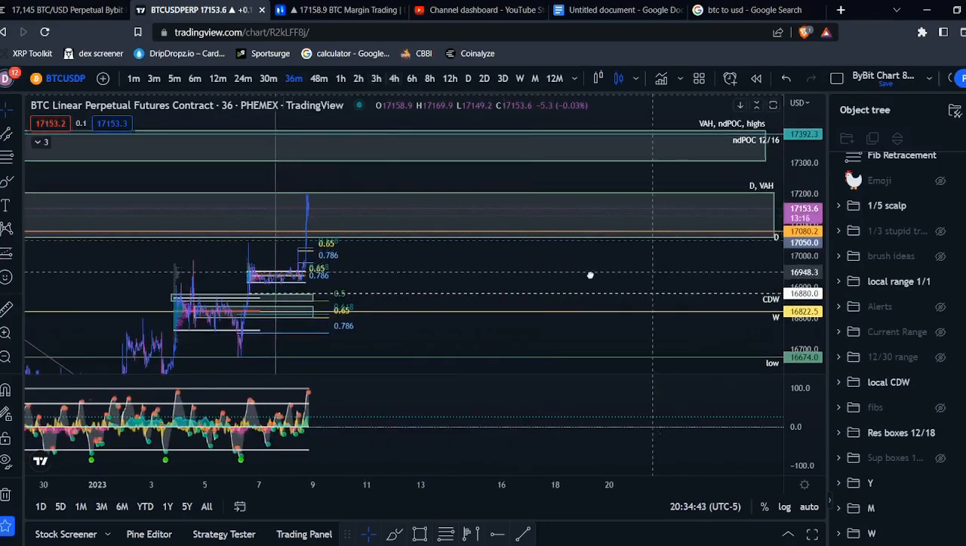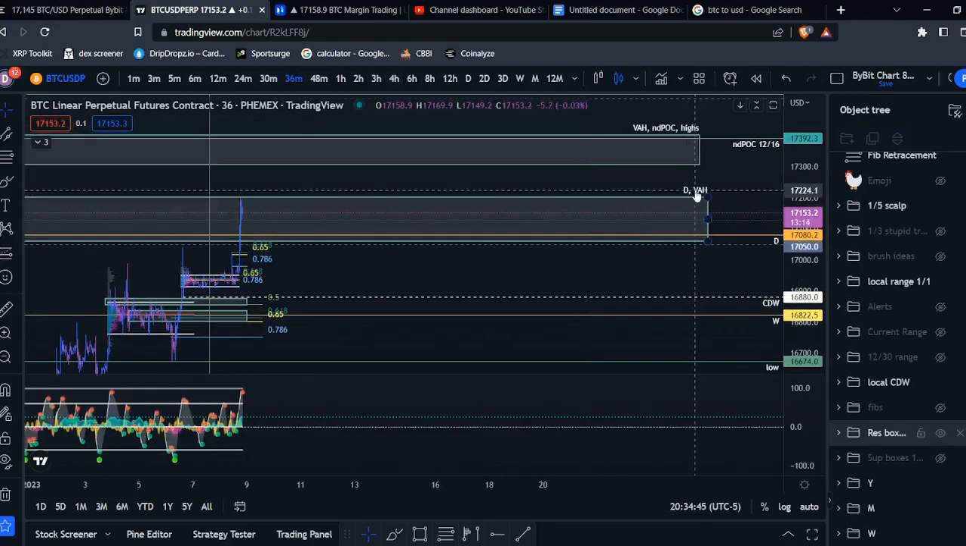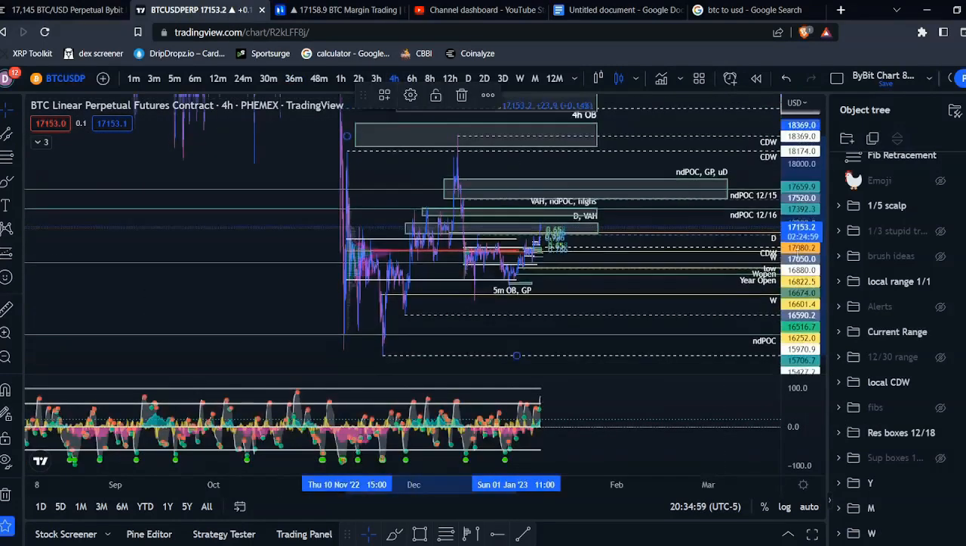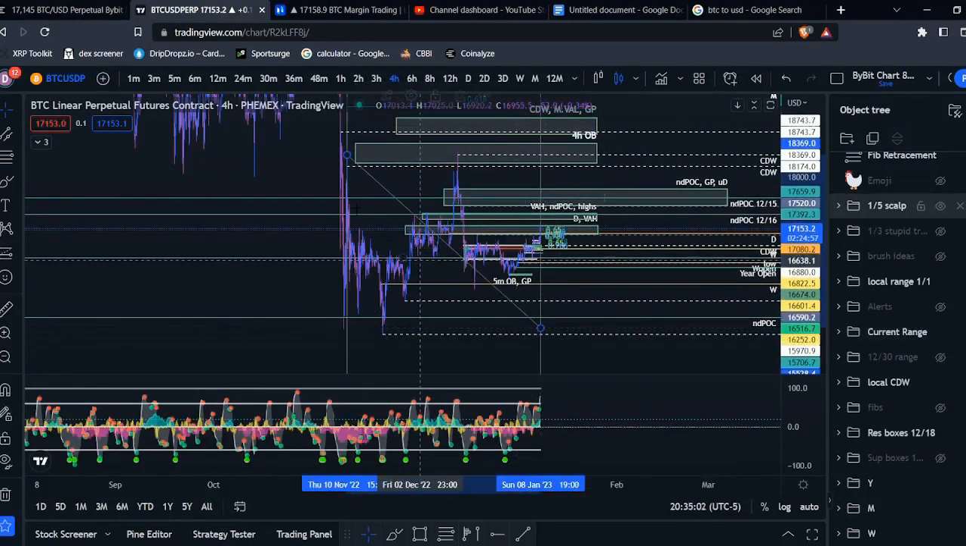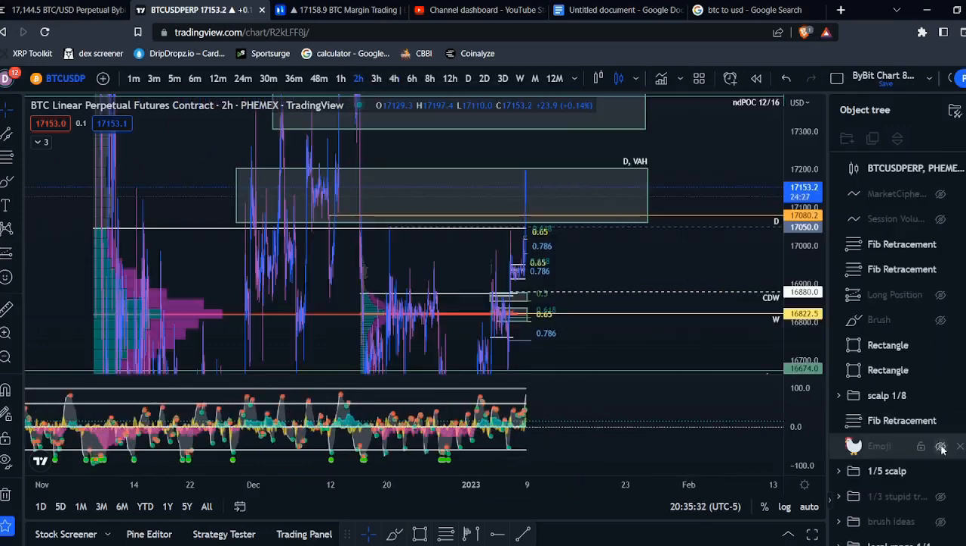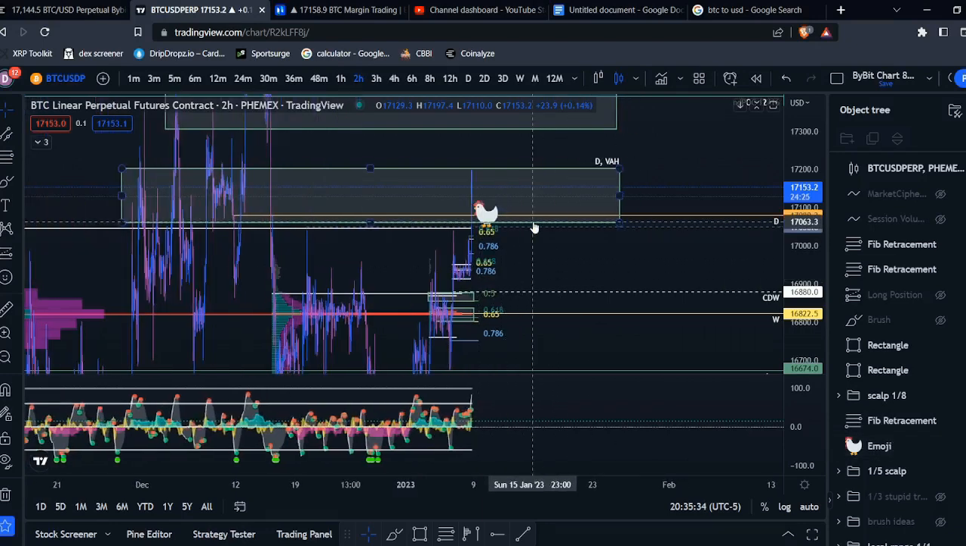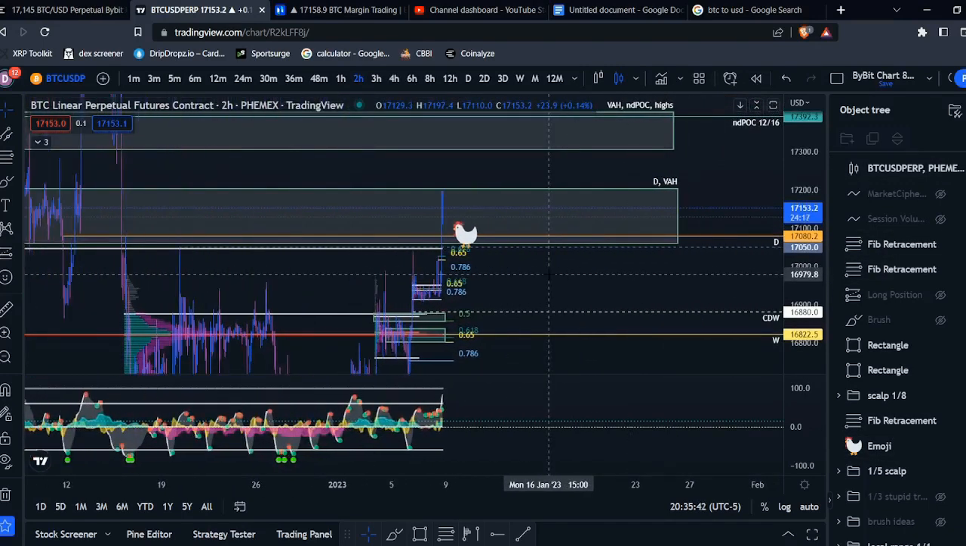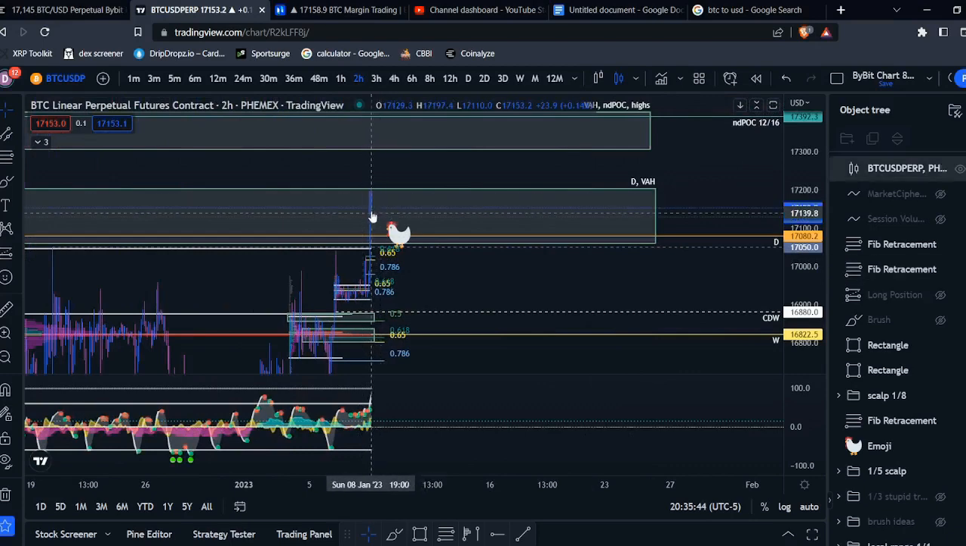I had a box here. It was the value area high of a larger range and that daily level. So yeah, it's a value area high of this larger range depending on where you pull it from. I think I probably pulled it from back here. And I also had this little chicken emoji here at this CDW for this high. I was potentially looking to short that if we saw a CDW, but as you can see, we didn't.